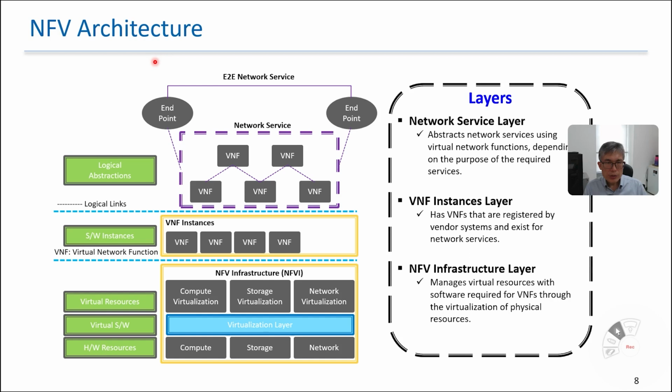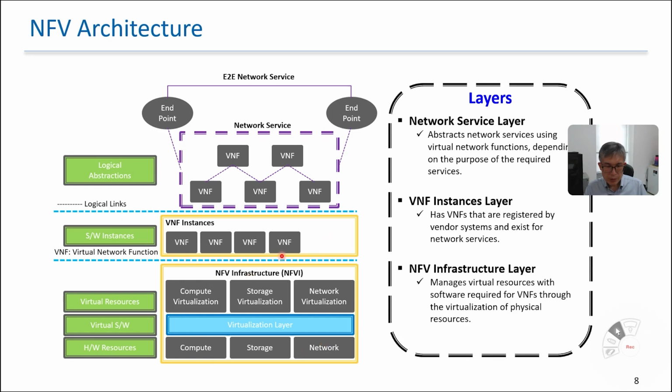NFV architecture. This figure shows the NFV architecture. This figure consists of 3 layers. The first layer is the NFV infrastructure layer. The second layer is the VNF instances layer. And the third one is the network service layer. So let's take a look at each of them.